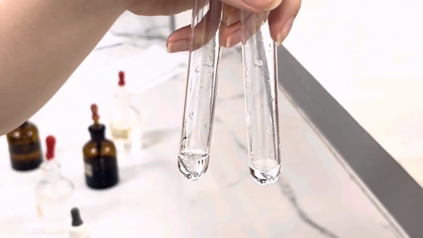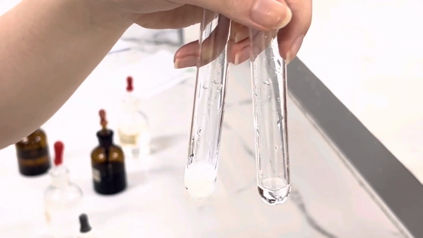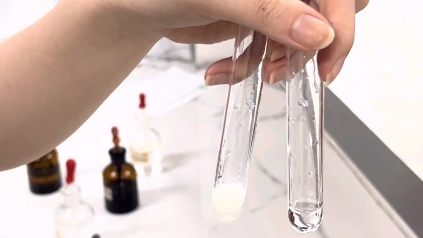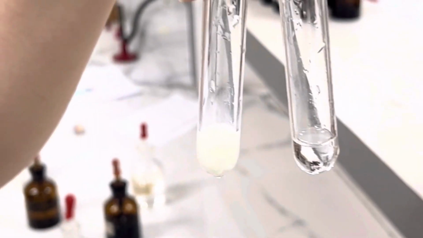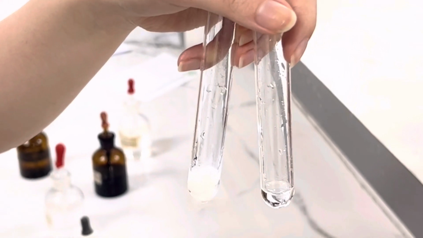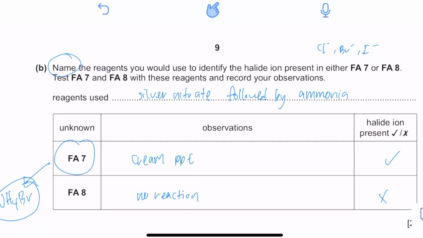Fa7 gives a cream precipitate with silver nitrate, and Fa8 shows no reaction. The cream precipitate is further tested with dilute ammonia, and the cream precipitate does not dissolve. This indicates the presence of bromide ion. Previously we identified that Fa7 contains ammonium ion, and now Fa7 contains bromide ion, so we can tell that Fa7 is ammonium bromide.